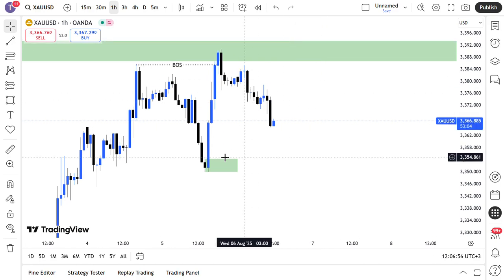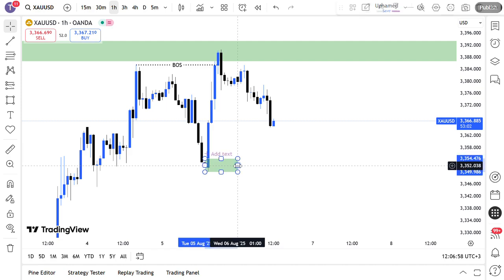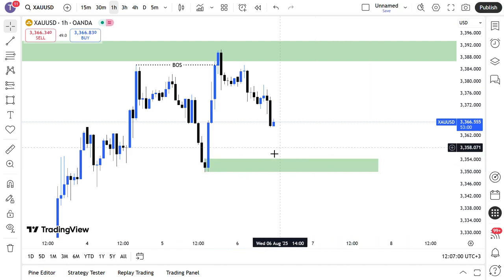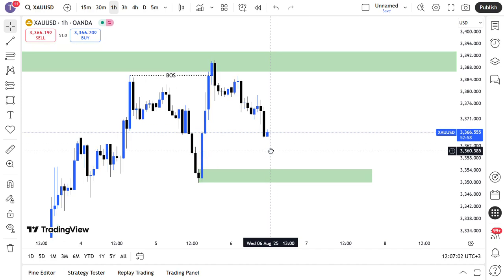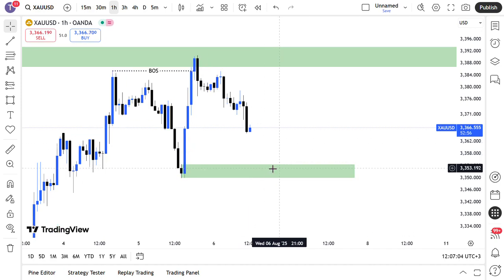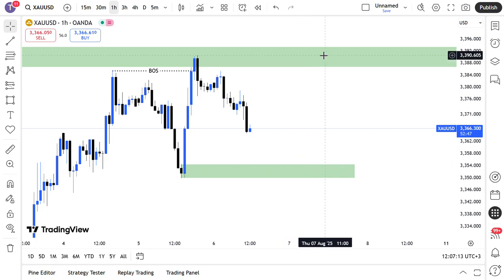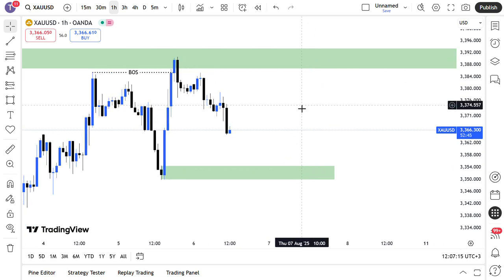To confirm if this order block is valid, I have to wait for a change of character to take the trades from down here to the upside. I want to see something like a change of character inside here before we have a pullback, and then we go to the upside. So that is what I expect from gold.